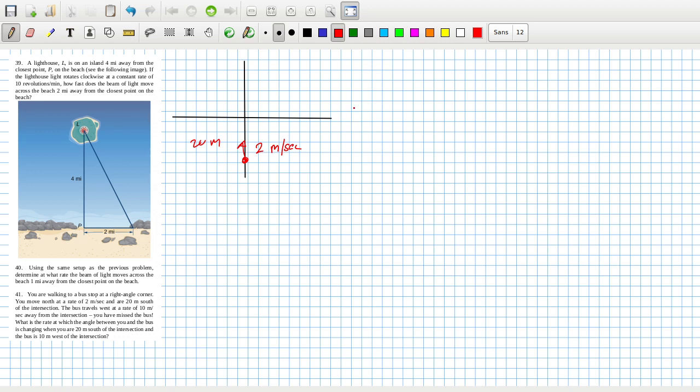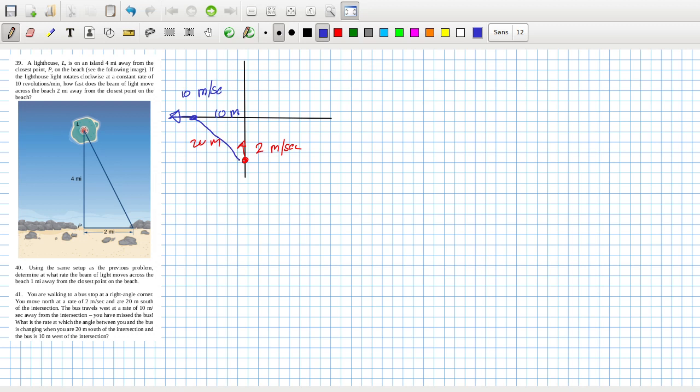The bus travels west at a rate of 10 meters per second away from the intersection. You've missed the bus. What is the rate at which the angle between you and the bus is changing when you are 20 meters south of the intersection and the bus is 10 meters west? There's the bus, 10 meters west, heading at a rate of 10 meters per second. And they want to know what is the rate at which the angle between you and the bus is changing.